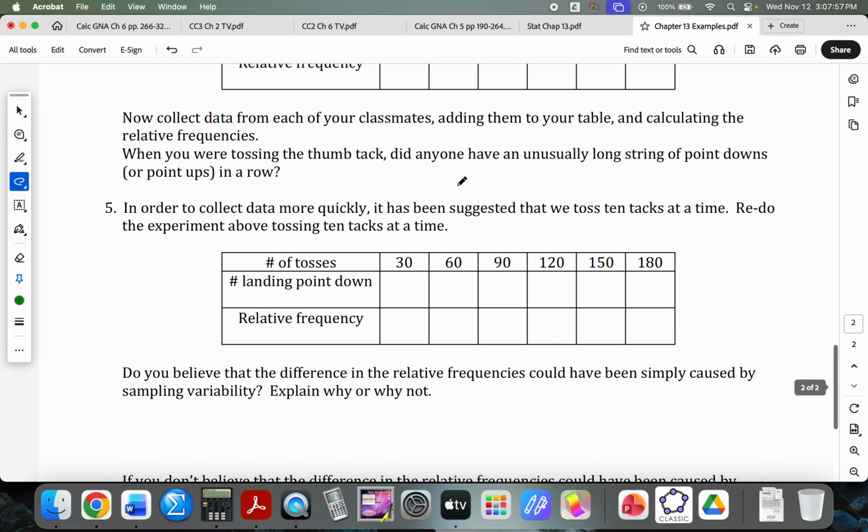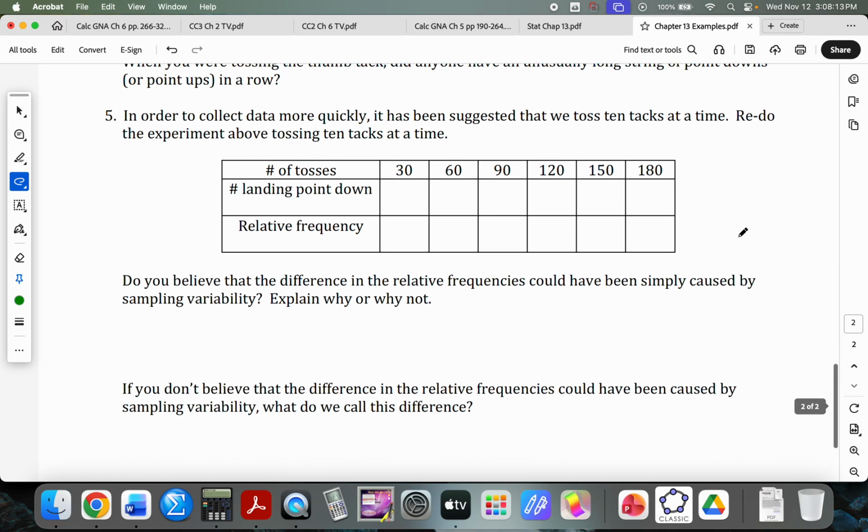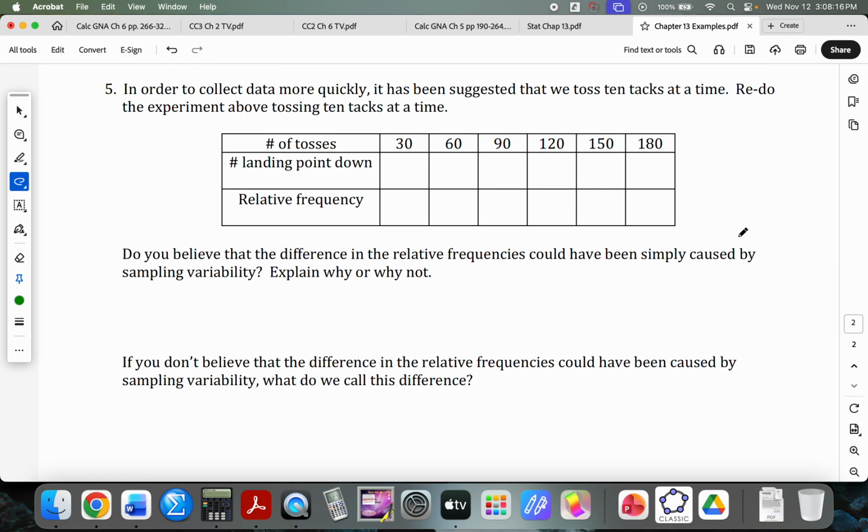Here's what we were going to do: you're going to do it one at a time, 30 times. And that's part of why we're not doing this. It takes a while. But then you decided, you know what, I'm going to do this quickly. I'm going to put 10 tacks at a time in the cup and then flip it over, and then redo the experiment. Do you think the relative frequency of the number of tacks landing point down would be the same as when you did it one at a time?